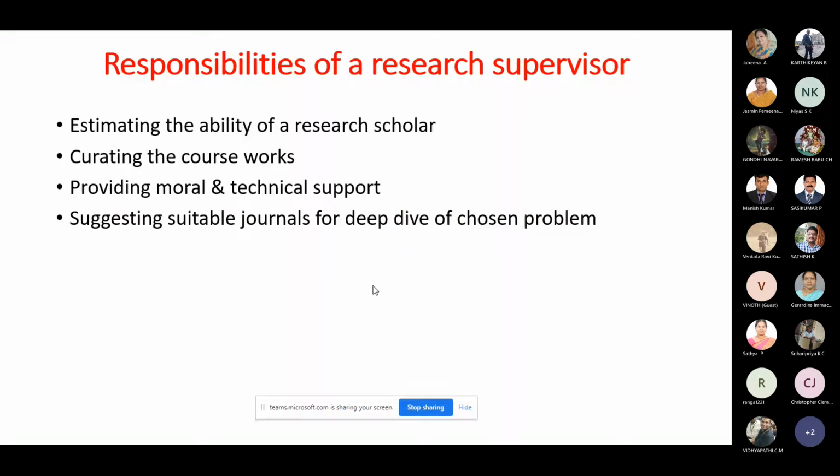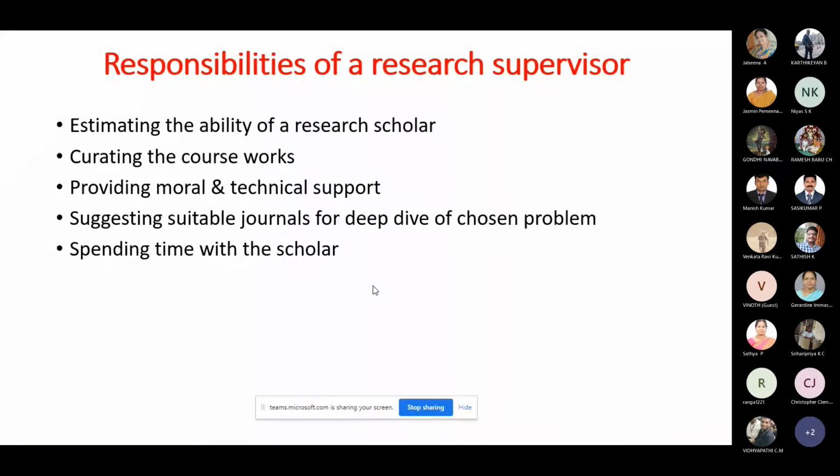Suggesting suitable journals for deep dive of the chosen problem. We have to deep dive into the particular problem to come out with a pearl, right? We are getting inside the ocean. We have to come up with a pearl, right? If we want to come up with that, then understanding, the supervisor has to understand first. This is the kind of journals which you have to look for, and then spend time with the scholar.